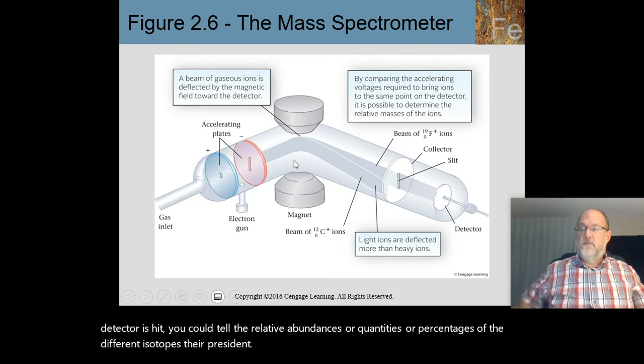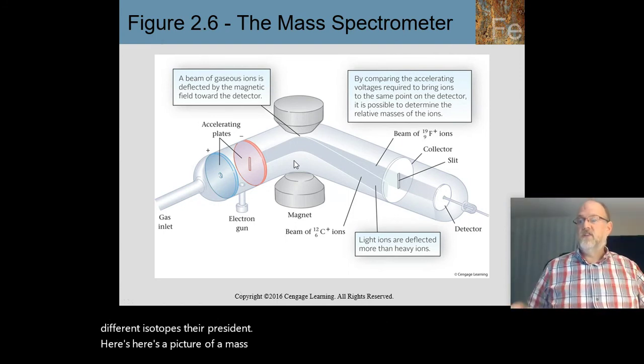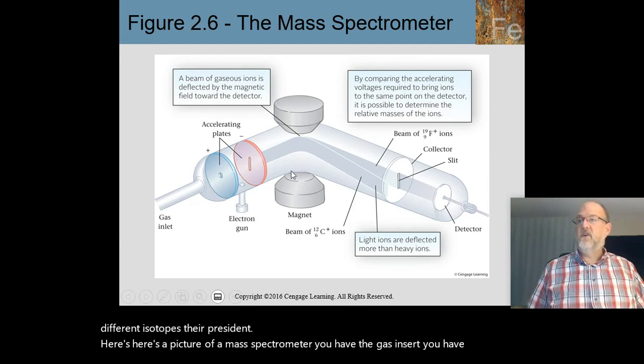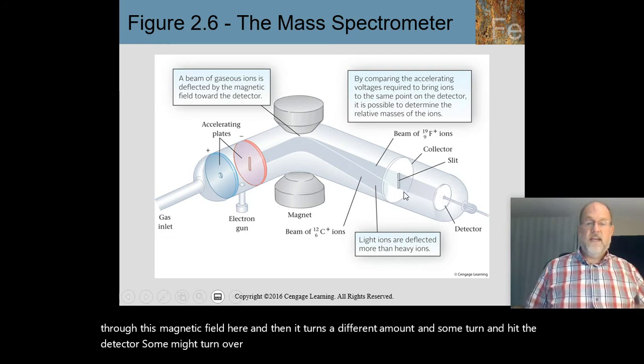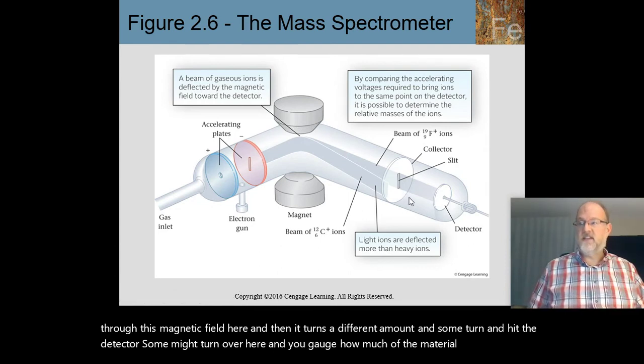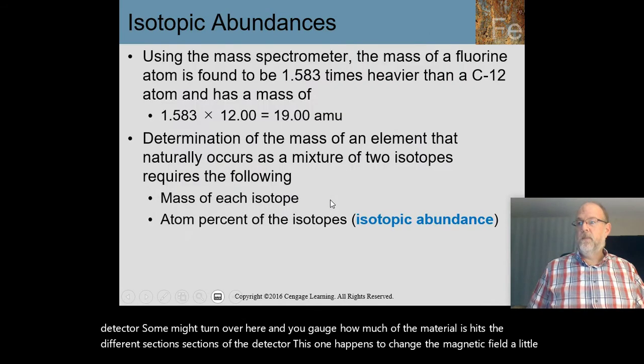So here's a picture of a mass spectrometer. You have the gas inlet. You have it going through this magnetic field here, and then it turns. It turns a different amount, and some turn and hit the detector. Some might turn over here, and you gauge how much of the material hits the different sections of the detector. This one happens to change the magnetic field a little bit for the different numbers.